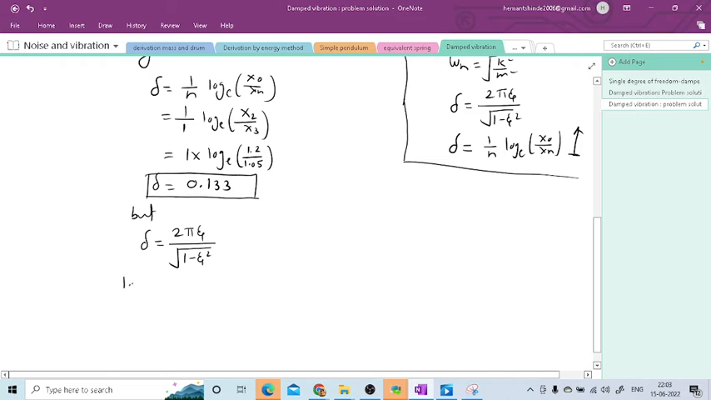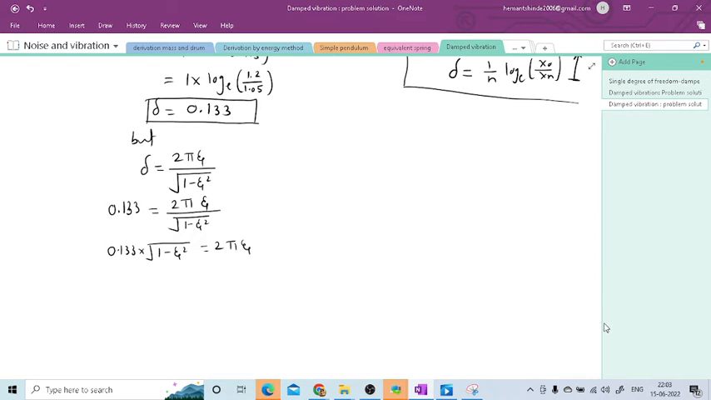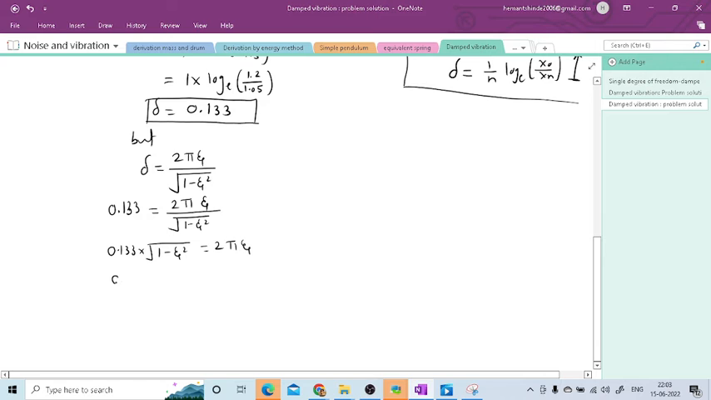So here I'll write 0.133 is equal to 2 pi zeta divided by root 1 minus zeta square. So transfer this root here. So 0.133 into root 1 minus zeta square is equal to 2 pi zeta. Now to remove this root, square on both sides. So 0.133 square into 1 minus zeta square. The square and root will be cancelled. So here 4 pi square zeta square.